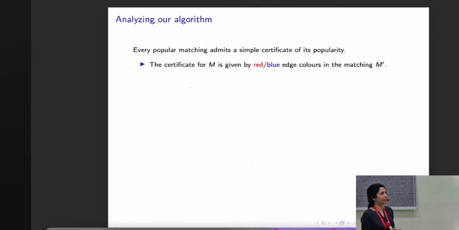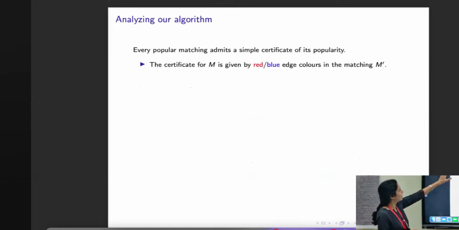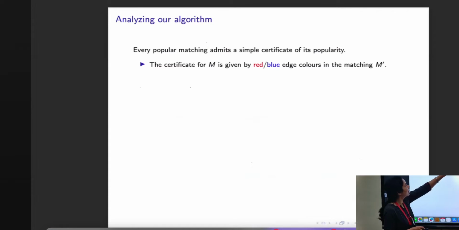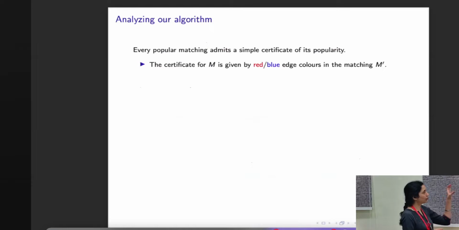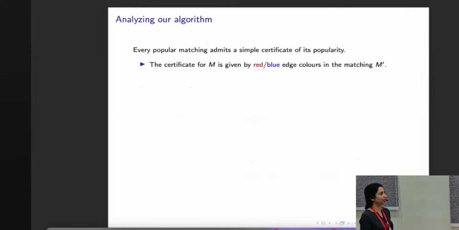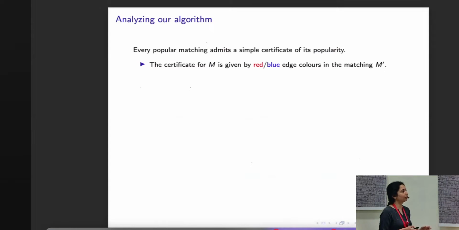How do we prove it? I've just made a claim. So it is indeed the case that every popular matching has a nice and compact certificate of its popularity. So we do not really need to go around checking this matching against all the exponentially many matchings in the given instance. This certificate is somehow encoded in these red-blue colors. So these red-blue colors do have a meaning. So though we just said ignore the colors, well, we are going to go back to the colors to define this certificate of popularity.